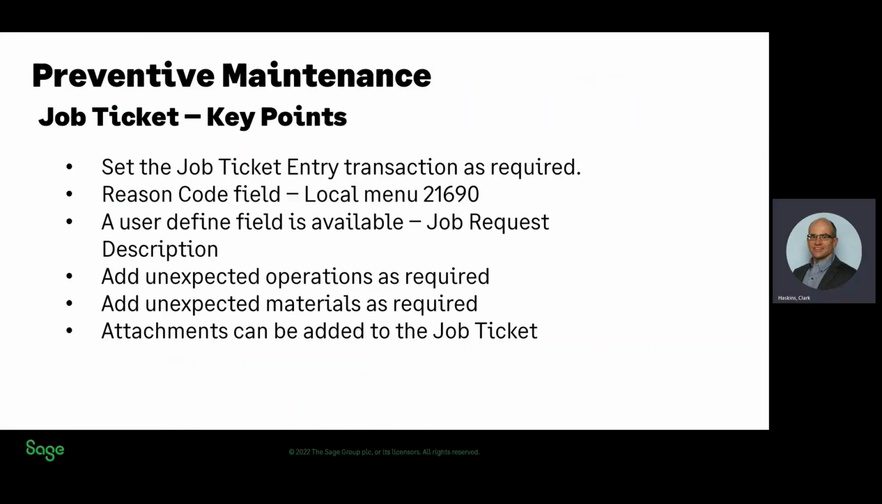In summary, the key points for implementing maintenance job tickets in preventive maintenance are: set the job ticket entry transaction or transactions as required, review and configure the reason code field to meet the customer's need using local menu 21690, a user-defined field, job request description, is available to enter a brief description for the job ticket. Unexpected materials can be added as needed. Unexpected operations can be added as needed. As well, make use of attachments to the job ticket, things like photos, documentation, etc.